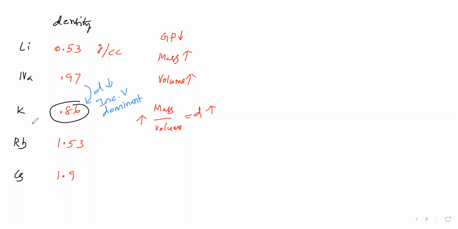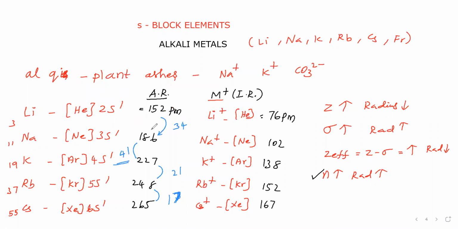From sodium to potassium volume increases to a large extent. In the alkali metals we have seen where increase in volume is large, you see lithium to sodium 34 is the rise. Potassium to rubidium you see 21 is the increase. Rubidium to cesium you see 17 is the increase. But sodium to potassium you see 41 rise.